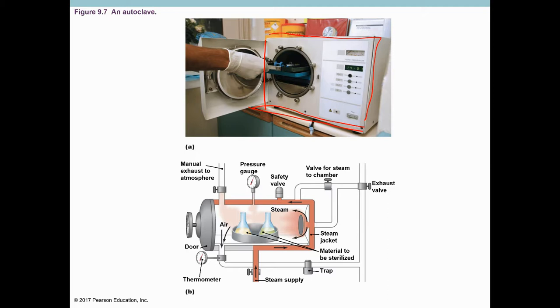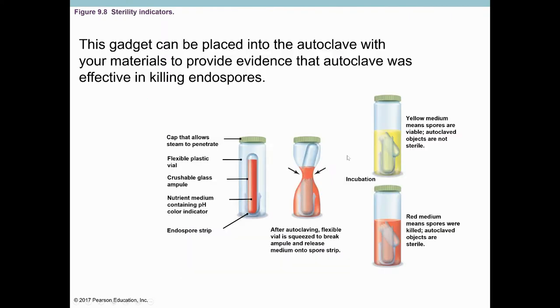There's a very tightly closing door on the front. And in this picture down here, you're looking at the side view so you can see inside. Once you close that door, and it has to have a lot of attachments so it stays closed, then there's steam and there's pressure. So boiling water and high pressure for about 15 minutes will basically sterilize almost anything.